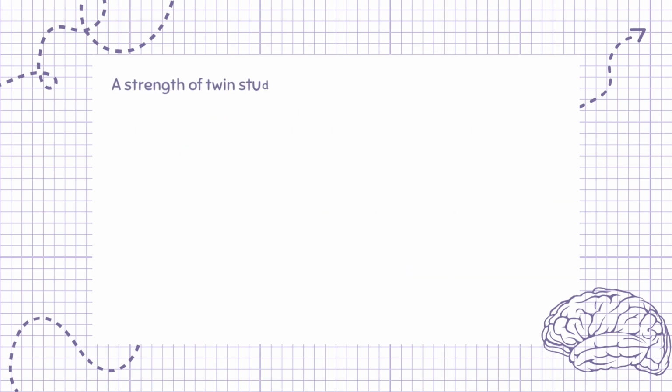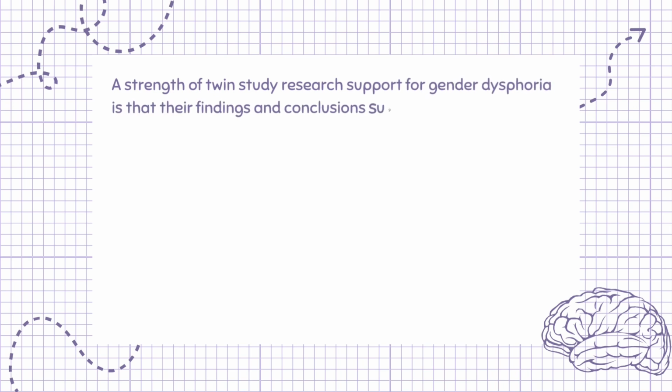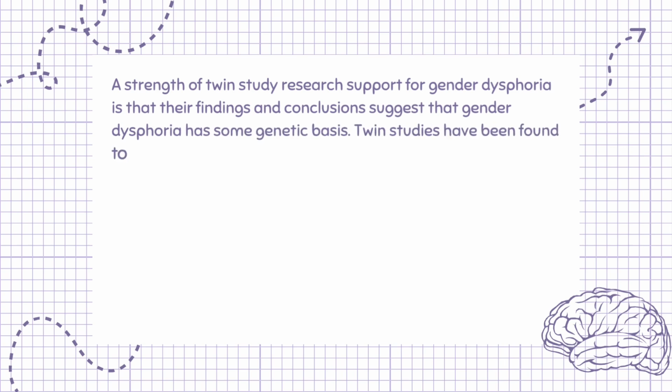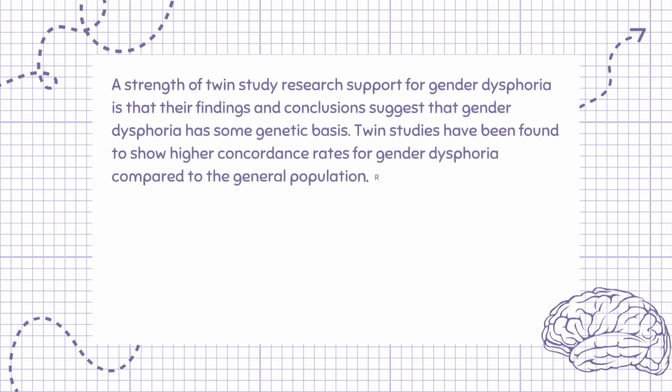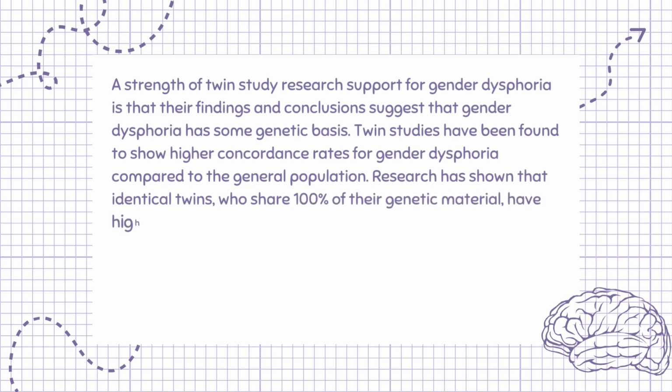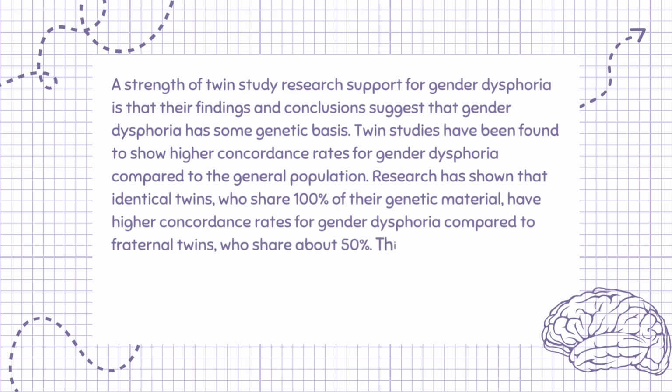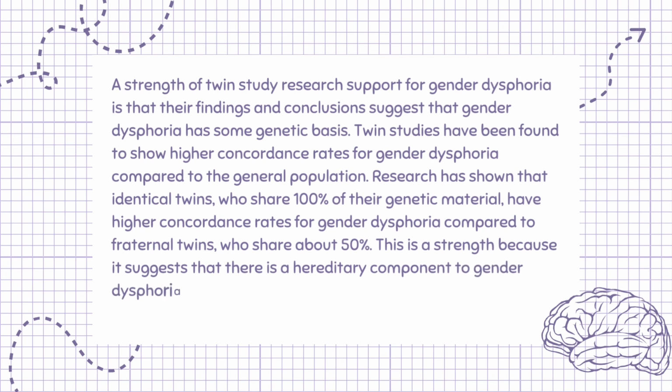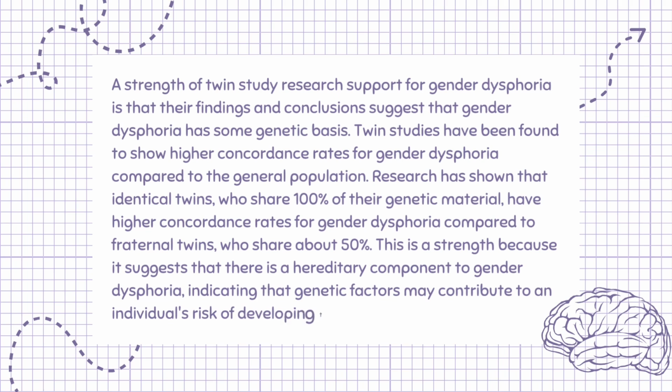A strength of twin study research support for gender dysphoria is that their findings and conclusions suggest that gender dysphoria has some genetic basis. Twin studies have been found to show higher concordance rates for gender dysphoria compared to the general population. Research has shown that identical twins, who share 100% of their genetic material, have higher concordance rates for gender dysphoria compared to fraternal twins, who share about 50%. This is a strength because it suggests that there is a hereditary component to gender dysphoria, indicating that genetic factors may contribute to an individual's risk of developing the condition.